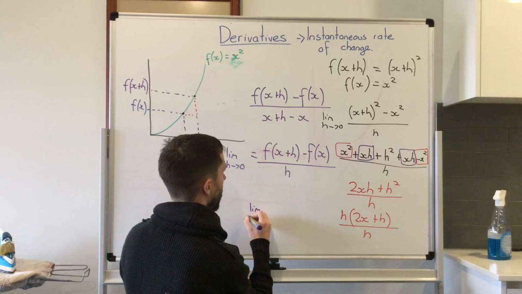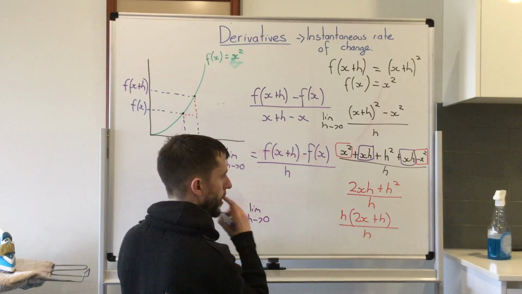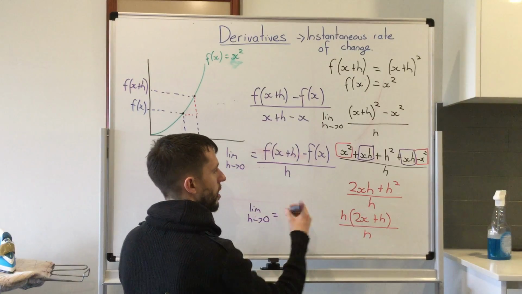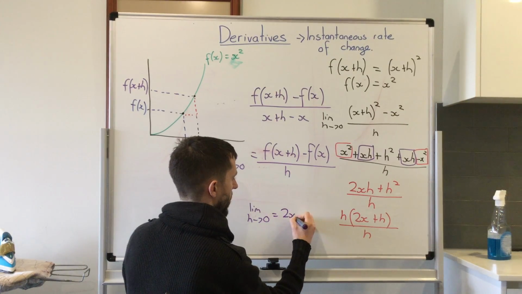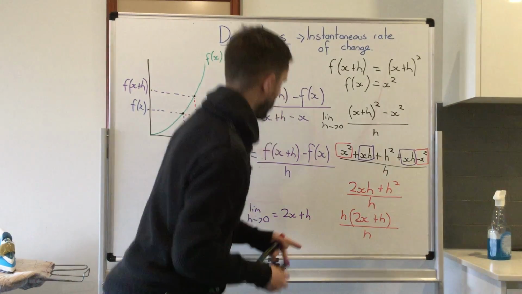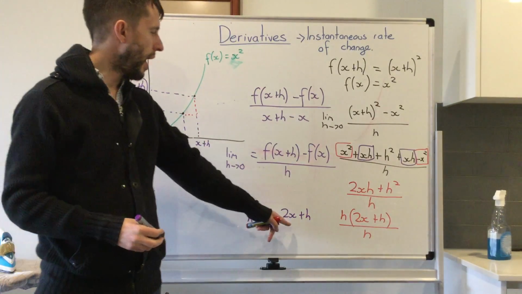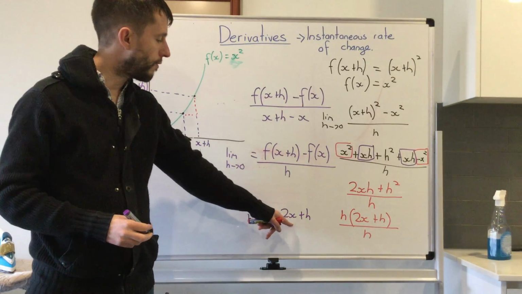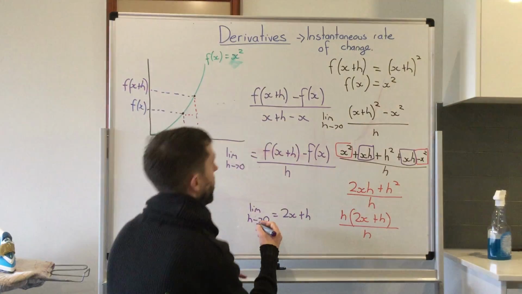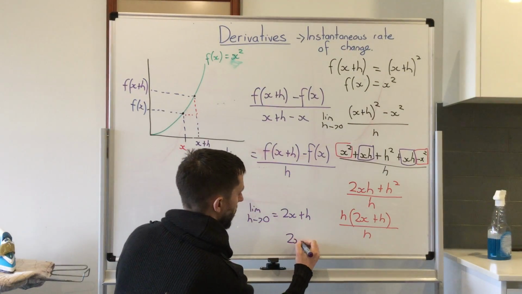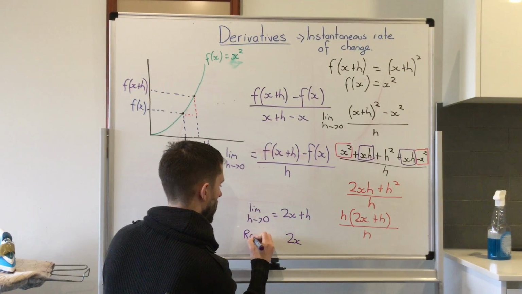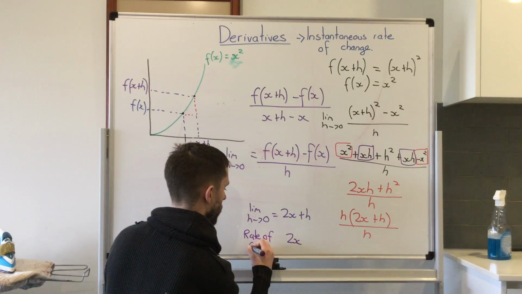H cancels out and it gives me a limit of when h goes to 0, 2x plus h. So when h is 0, our instantaneous rate of change is 2x. So rate of change is 2x.